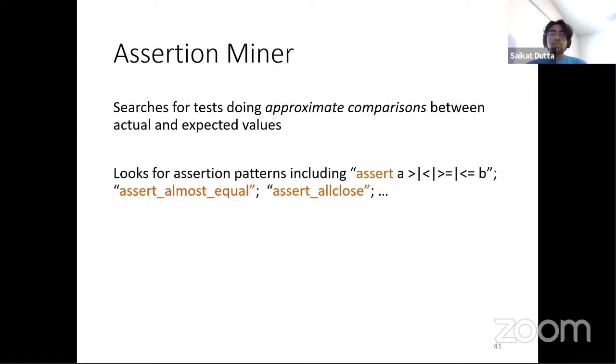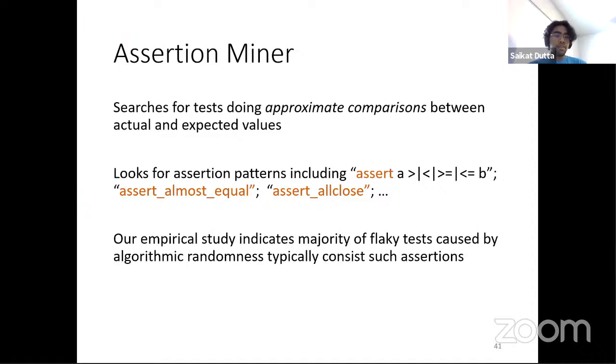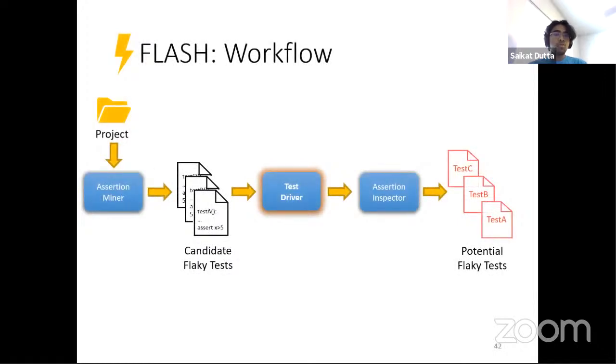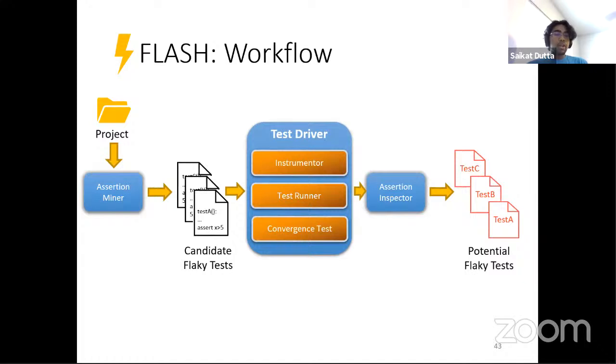Remember that we want to look for tests which are more likely to fail due to algorithmic randomness. And our empirical study indicated that the majority of the flaky tests which are caused by algorithmic randomness typically contain this kind of assertions. Let us now move on to the test driver module. The test driver consists of 3 main components: the instrumenter, the test runner, and the convergence test module.